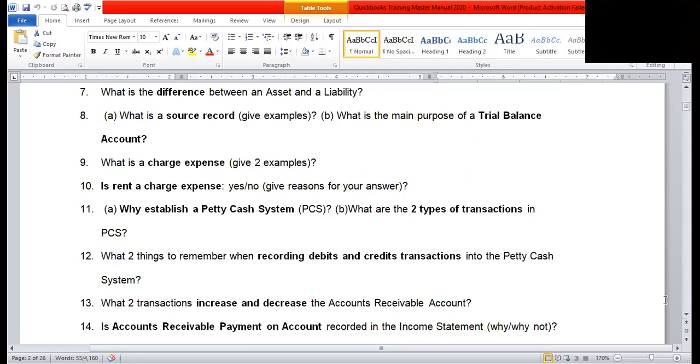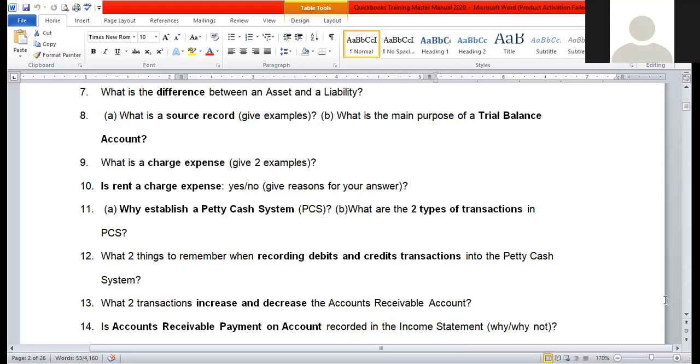Is rent a charge expense or cash expense? Rent is a charge expense? Nope. Rent is a cash expense because you got to pay before the end of every month in business. Yes, rent is a cash expense because you got to pay that at the beginning of every month. Now, don't forget, I email you all answers.